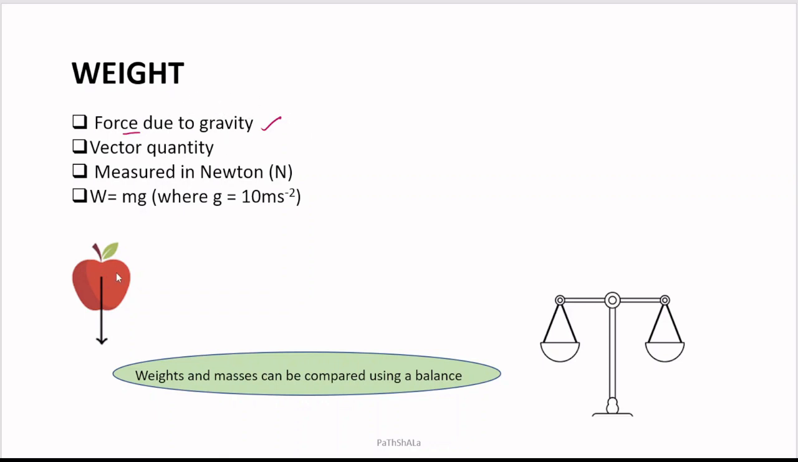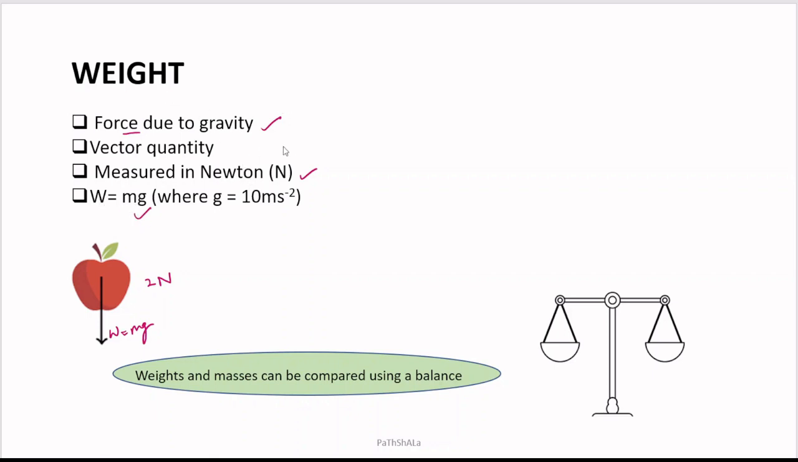If I'm talking about this apple, if I say what is the weight of this apple, let's say I am saying 2. I will not say kg. It is measured in newtons. So let's say it's 2 newtons. And where is the weight acting? Because it is the force due to gravity, the weight always acts downwards. Why? Because the gravity always acts downwards. So this is the direction of weight, that is given by W equals mg. You can calculate weight by this formula, W equals mg.